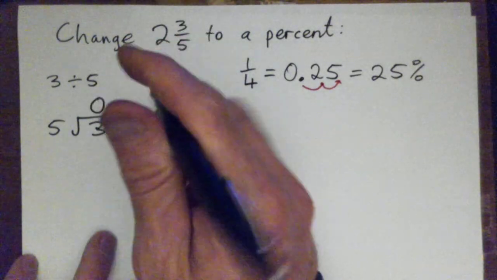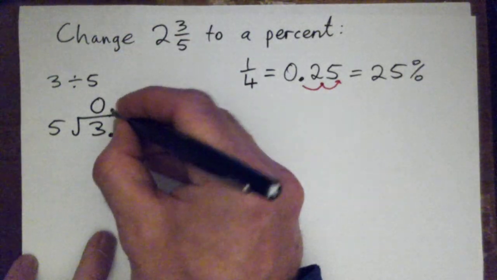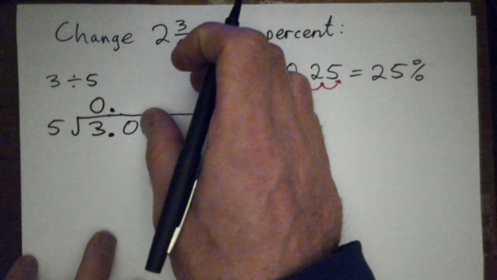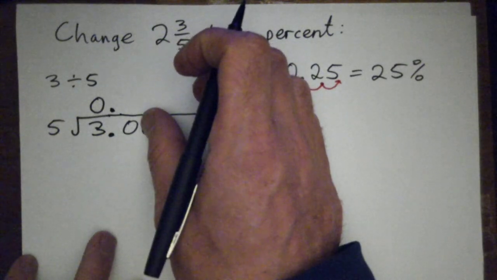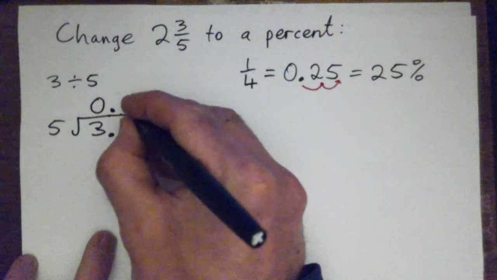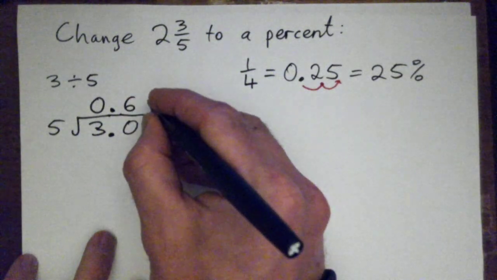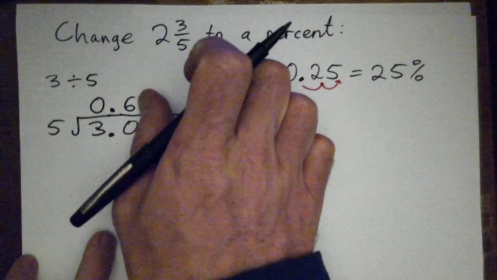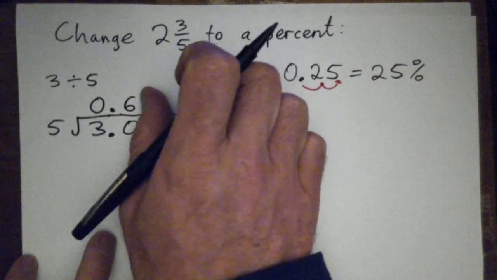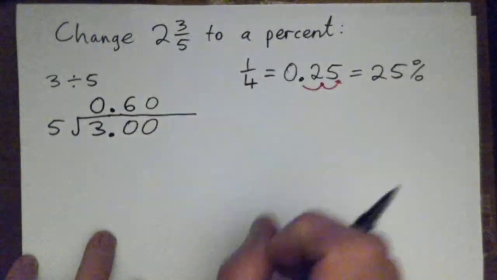5 into 3 goes 0 times. The decimal point then goes up here. And then we do this. 5 into 30. 6. Good job. 5 into 30 is 6. 5 into 0 is 0. So, like, there's no remainder here. Because 5 into 30 is exactly 6. So we're actually done. It's just 0.6, right?